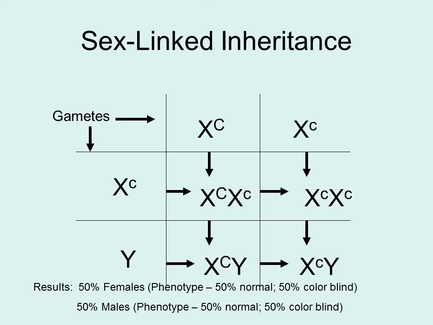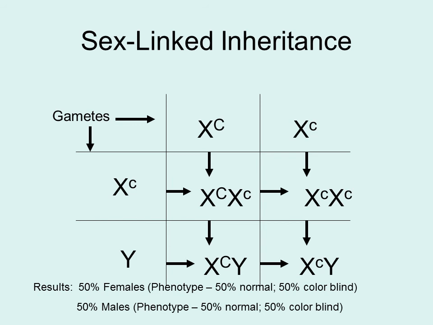This is showing how you set up a Punnett square to determine, in this case, a sex-linked trait, color blindness. So we have the woman on top who is heterozygous, she's a carrier, and then the male along the side who is colorblind. Once again, bring the columns down and the rows across. So what are we predicting here?